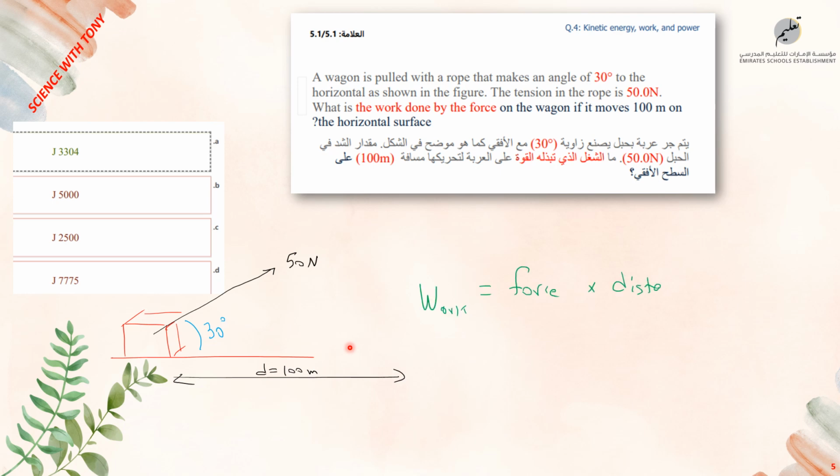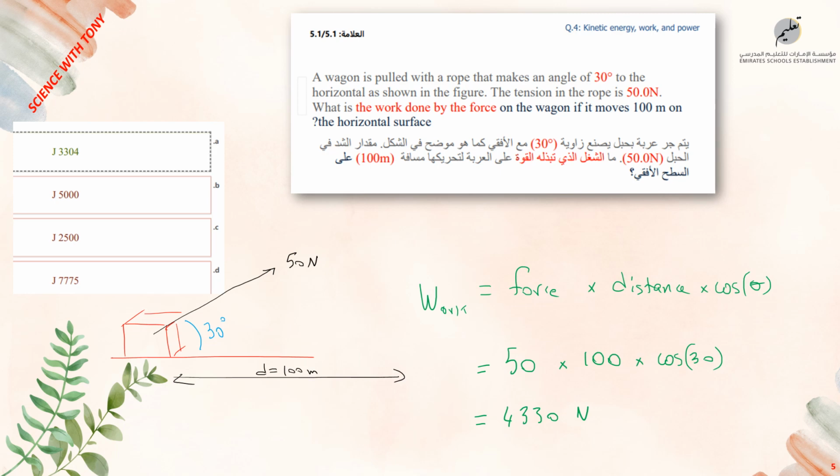To solve this question, you need to apply this equation where work is equal to the force multiplied by distance multiplied by cosine of the angle. So force in this case is 50 Newton multiplied by distance 100 multiplied by cosine 30. And the answer is 4,330 joules, which is equivalent to the first answer here. But I don't know why it's flipped. So it's 4330.